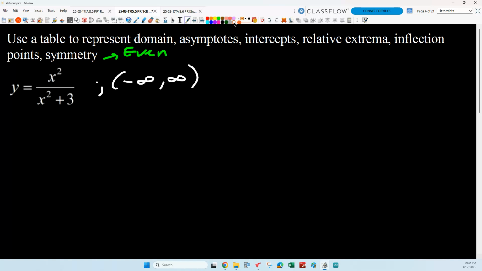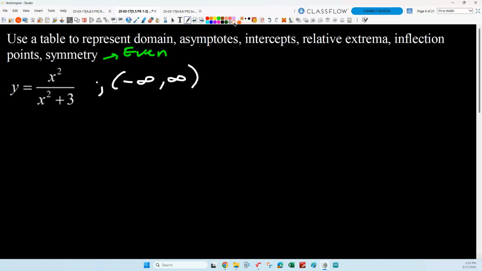Even symmetry means it reflects over the y-axis. Right. And the way, just always think about the easiest examples. X squared would be the easiest example of an even function, so it's a parabola, right? Vertex on the origin. X cubed would be the easiest example of an odd function with rotational symmetry about the origin. Okay, so what's next?